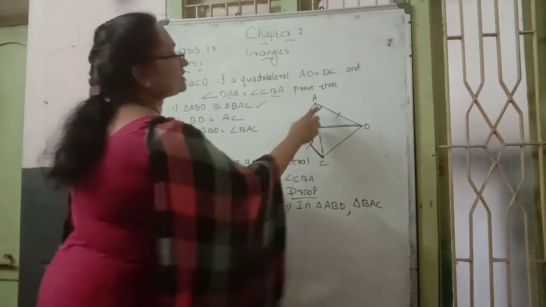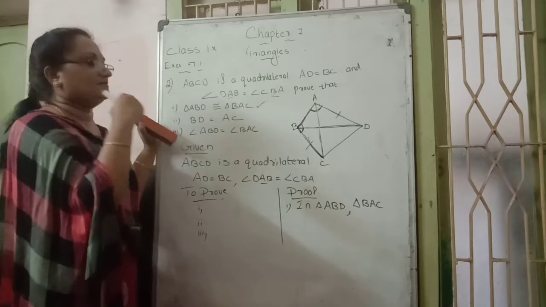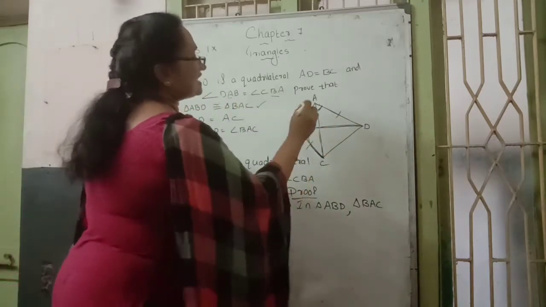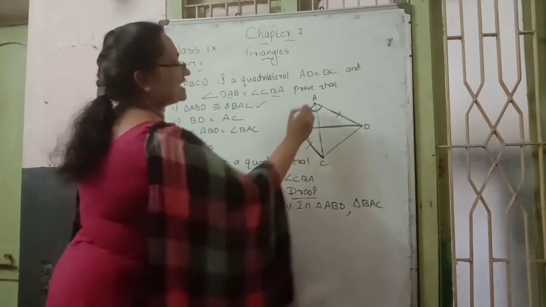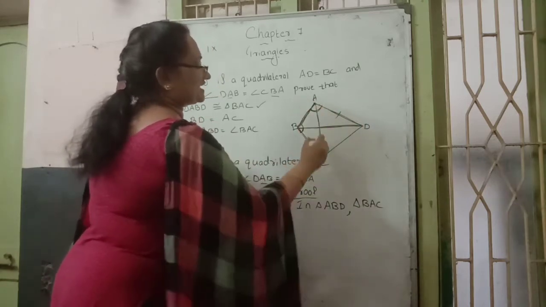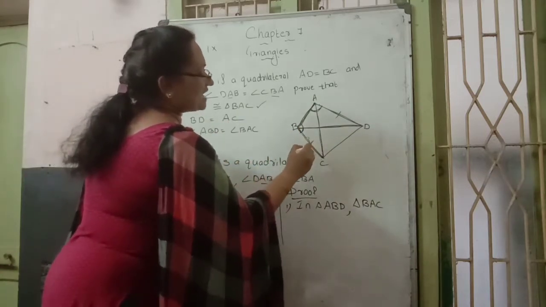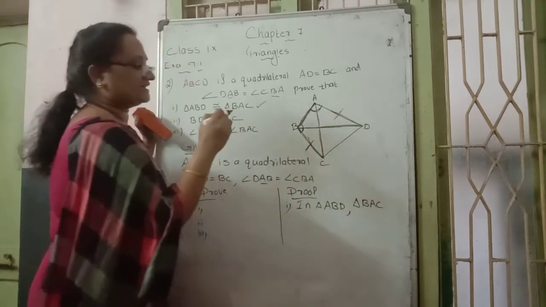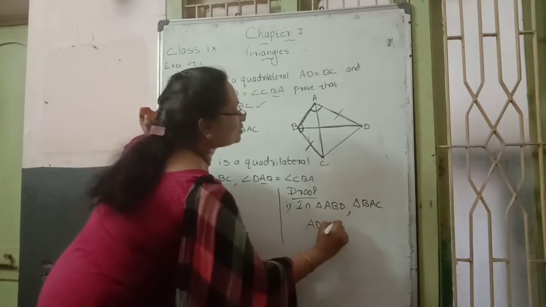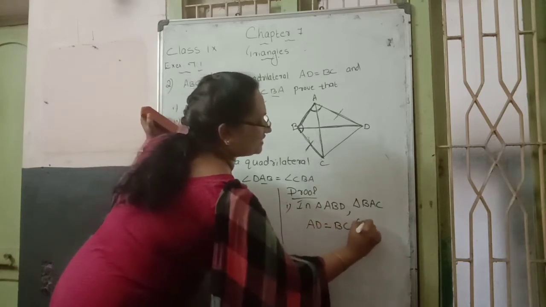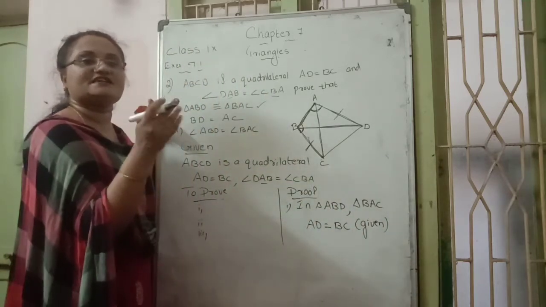So first, based on the diagram, we are applying those 3 elements. In this diagram, see which are the triangles: triangle ABD and triangle BAC. In these 2 triangles, they have already marked the BC side and the AD side. So we can say AD side is equal to BC side. It is given in the question. So the first case is completed. First elementary part completed.